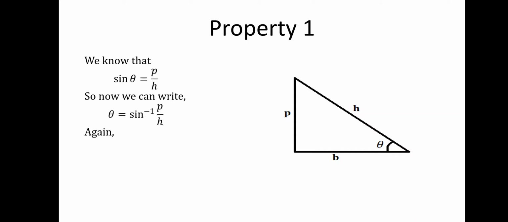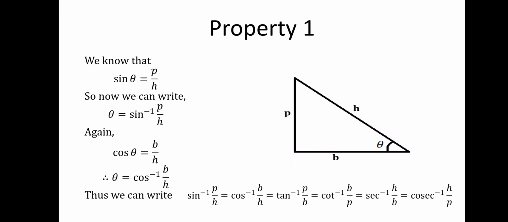Then again I can write cos theta is equal to b by h, and then I can write theta is equal to cos inverse b by h. So understand this: the same angle theta can be represented as sine inverse p by h as well as cos inverse b by h. So therefore I can write this.